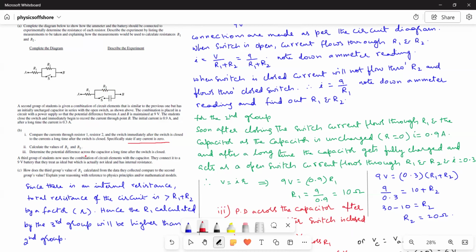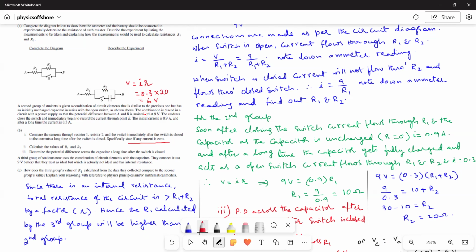Next, determine the potential difference across the capacitor a long time after the switch is closed. See here, R2 and the capacitor are in parallel with each other. Therefore, whatever the voltage drop across R2, the same voltage drop we have at the capacitor. So voltage drop V is equal to IR. After a long time, the current is 0.3 amps and the resistance of R2 is 20 ohms, so the voltage is equal to 6 volts.